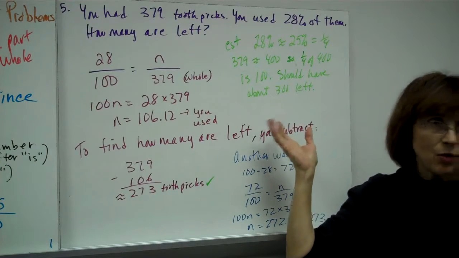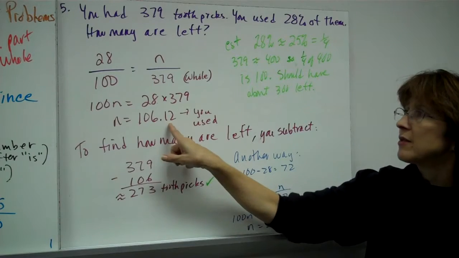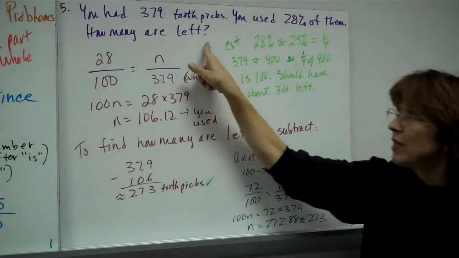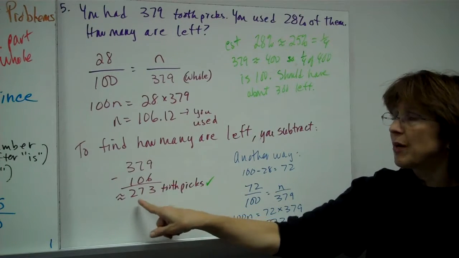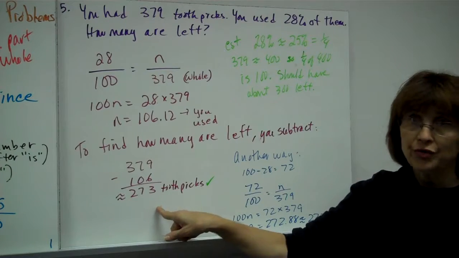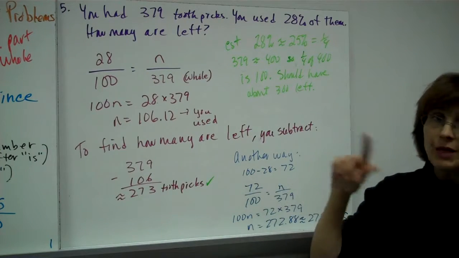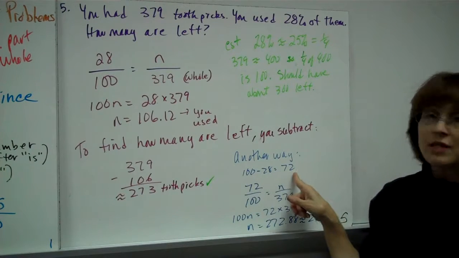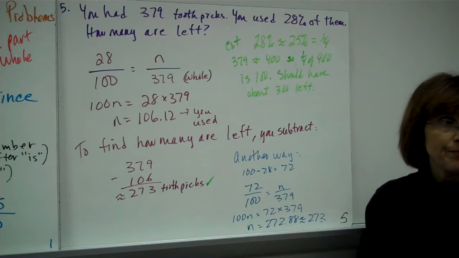1/4 of 400 is obviously 100, okay? When we do our cross products, we get 106. So that's exact. So that's how much we used. Okay, then we got to reread the question. How many are left? So we got to subtract that from 379. So about 273, about 300 weren't used, which is what we would have figured out right here. Another way to do it is just to go ahead at the beginning and subtract this from 100%, saying that you used 72%, and then solve it the same way, and you'll get about 273.